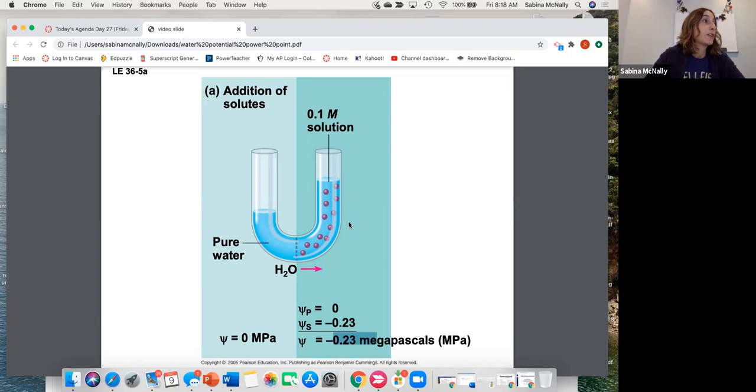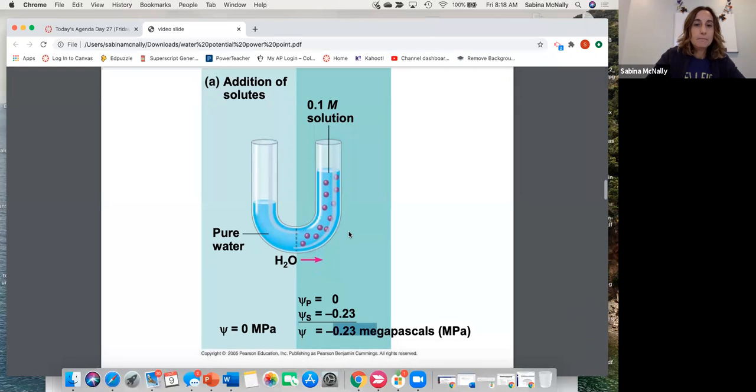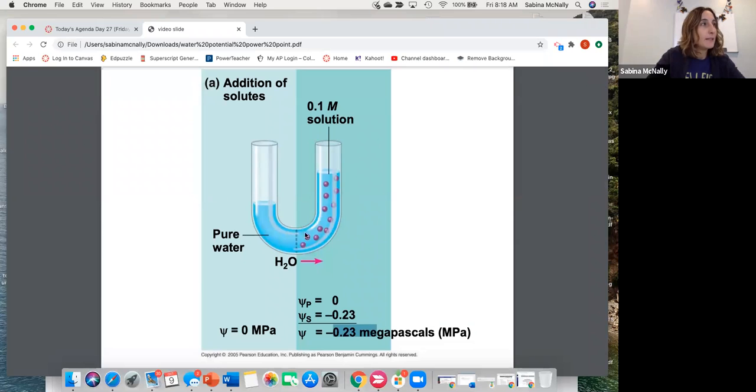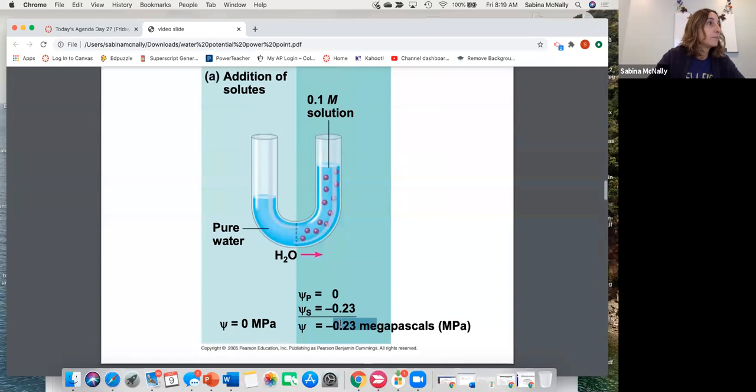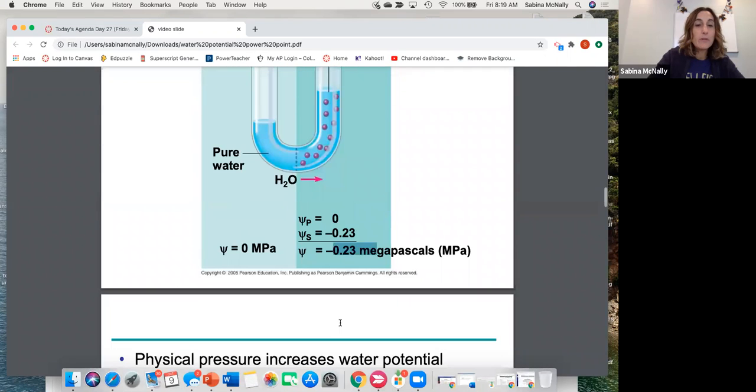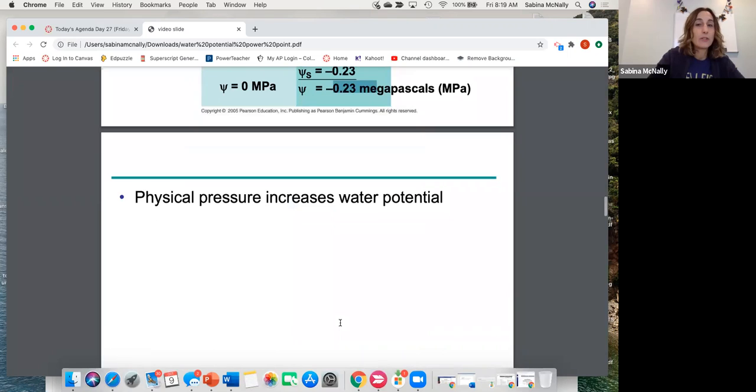And pressure, because we didn't talk about pressure before, but pressure is important, okay? Especially with plants. Are we good with that? Does that make sense? How water's moving to the hypertonic side because there's a lower water potential there because there's less free energy in the water molecules. There's more here. Zero is larger than negative 0.23. Any questions on that? All right, let's move on to pressure now, physical pressure.